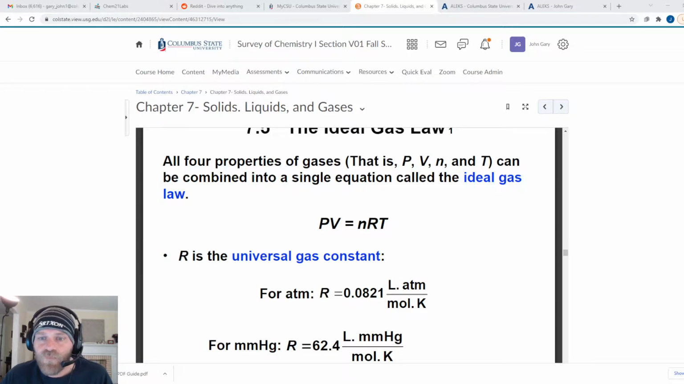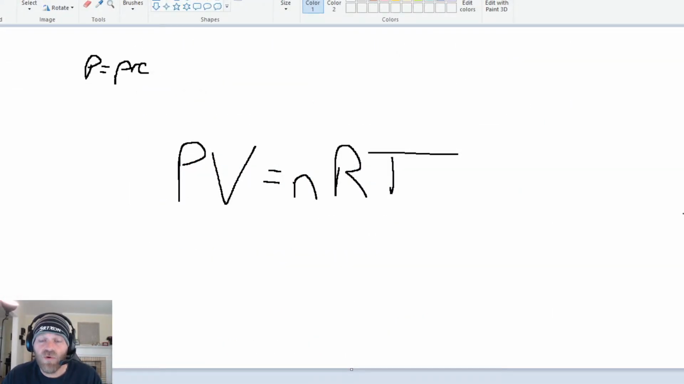And it's 0.0821, and that's liter atm up top, mole and Kelvin on the bottom. So we use Kelvin for the temperature. This last T here is for temperature.